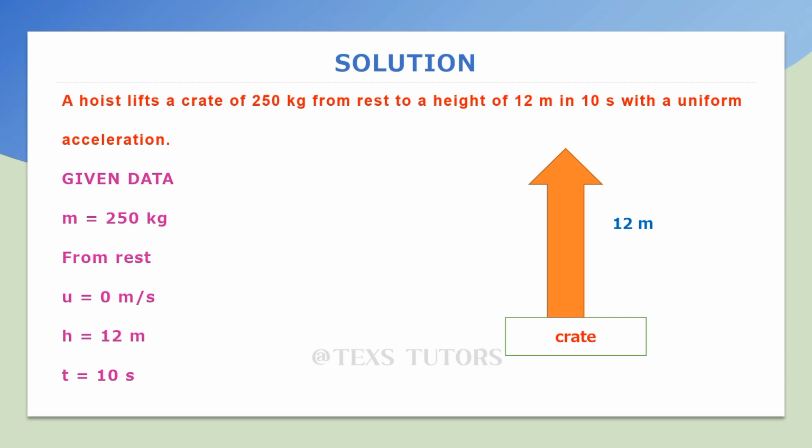Solution. When we read the question, the first thing we notice is we have a mass. My symbol for mass is M. It's 250 kg, so we're going to tick this as it is in the correct SI unit. Mass is measured in kilograms. The crate is moving from rest, so anytime an object is stationary or moving from rest, it means the initial velocity is going to be 0. The symbol which we use for initial velocity is U. It is moving a height of 12 meters, so since this is a vertical distance, we're going to use the symbol H, and height is measured in meters, so we tick that as the correct SI unit. T is my symbol for time, and time is measured in seconds.